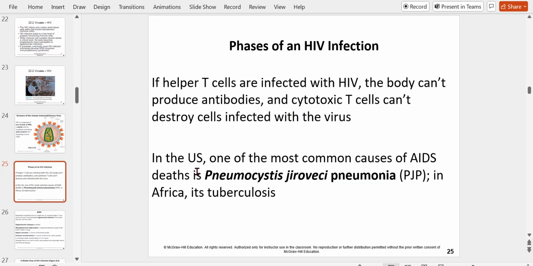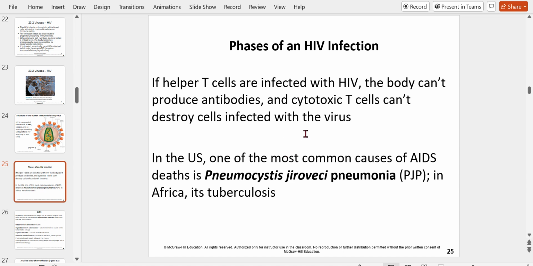Phases of an HIV infection. If the helper T cells are infected with HIV, the body can't produce antibodies and cytotoxic T cells can't destroy cells infected with the virus. This is what makes HIV so devastating.